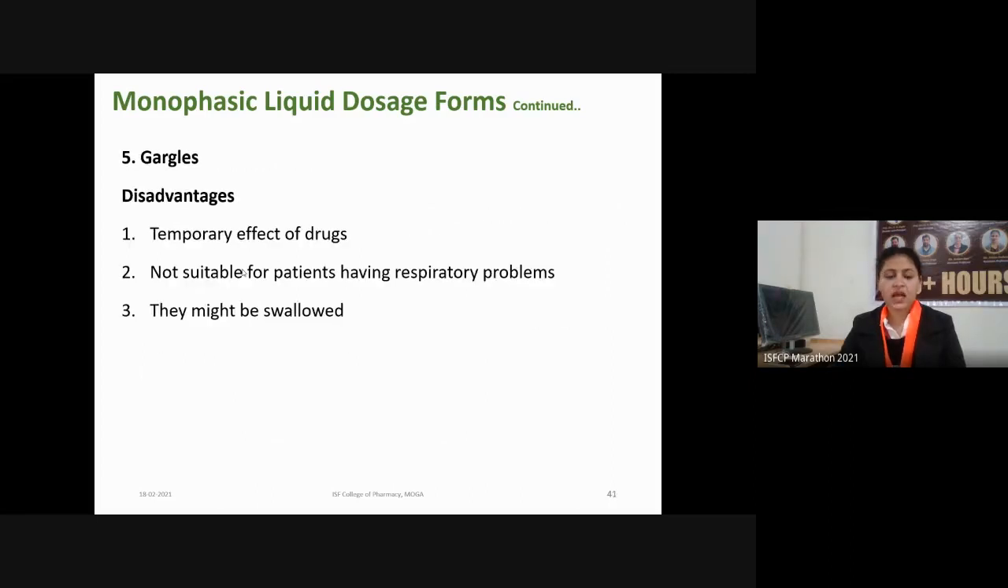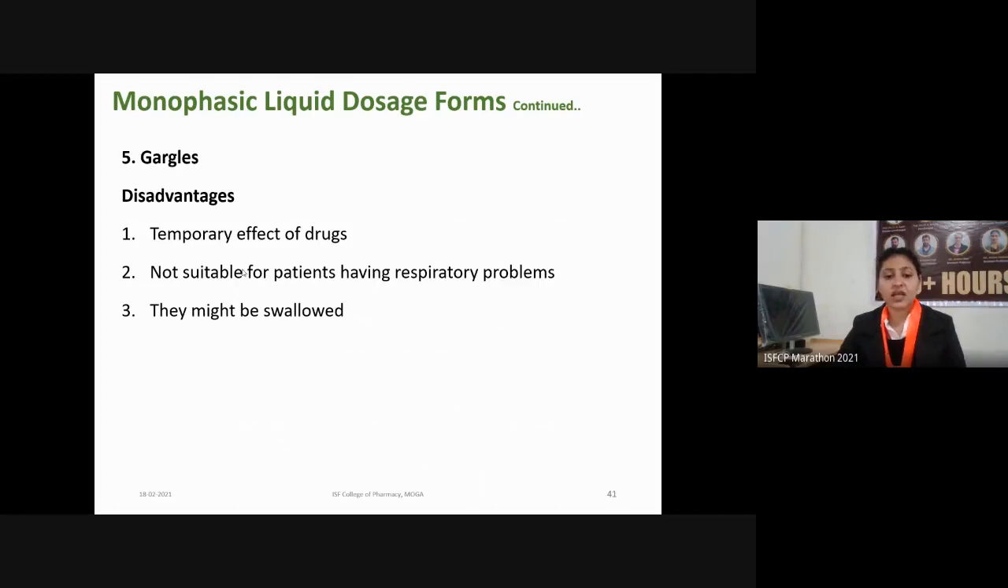Now the disadvantages of the gargle. The first disadvantage is that they will temporarily affect the drug because the contact time of the drug in the infected area is very less, so they give a temporary effect.